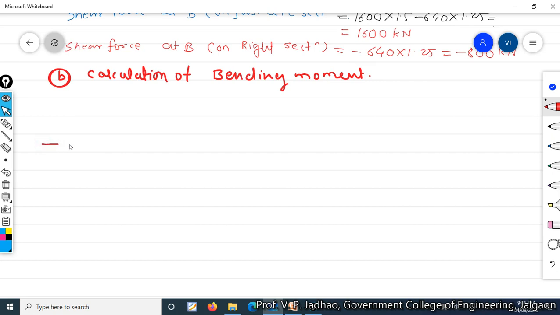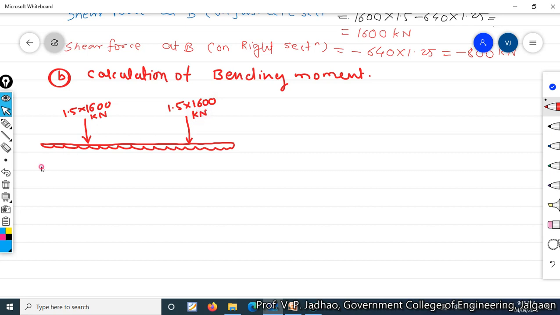Now we have a beam or footing like this, which is subjected to some uniform soil pressure. It is subjected to some load from the columns. The load is 1.5 into 1600 kilonewton. Why 1.5? Because we are considering a factored load, multiplied by a factor of safety. 1.5 is the factor of safety. Again we have a second load here, again 1600 kilonewton, multiplied by 1.5 to get the factored load.